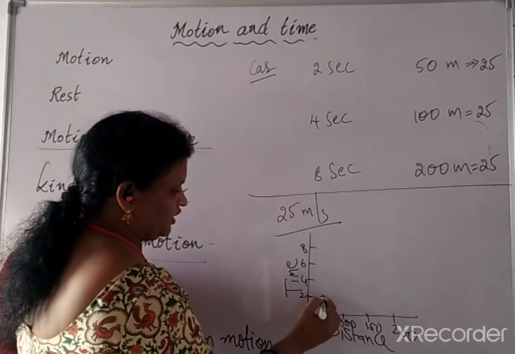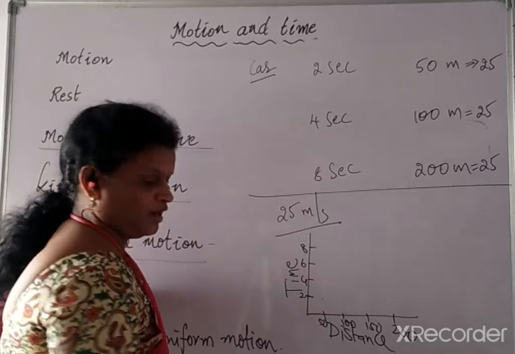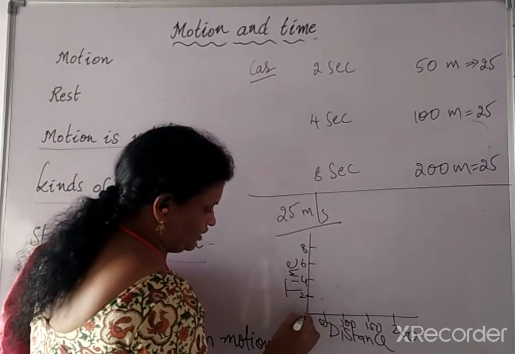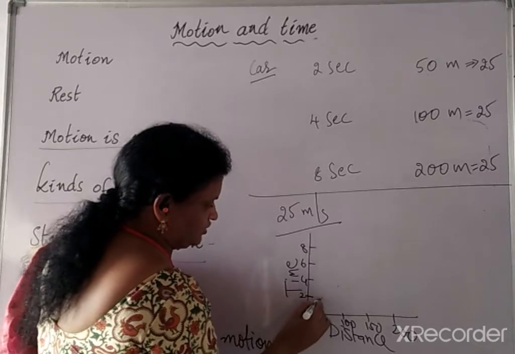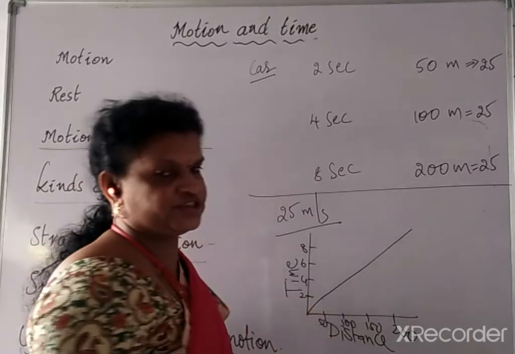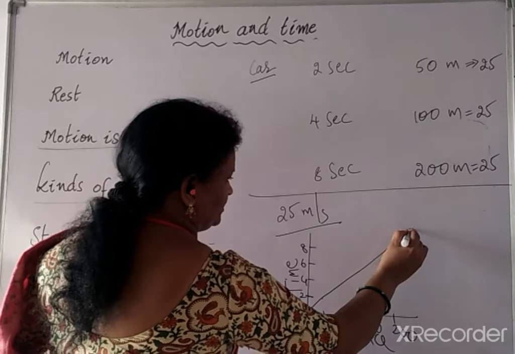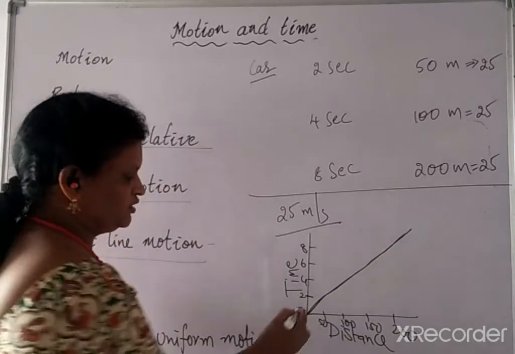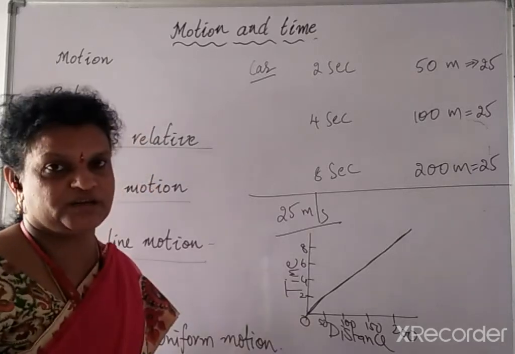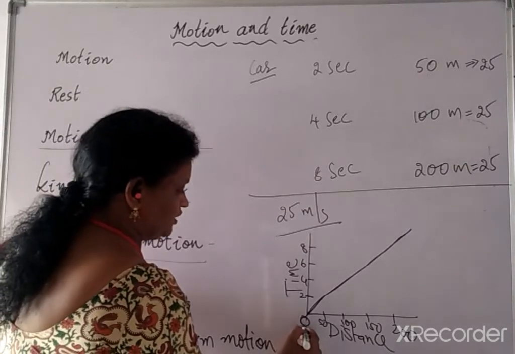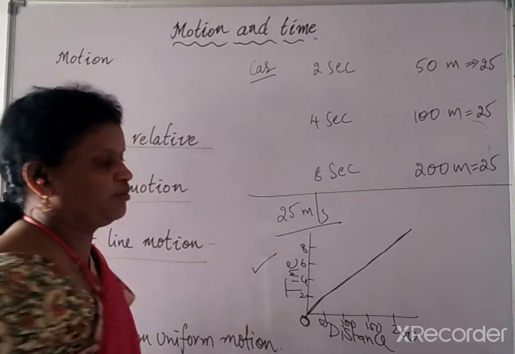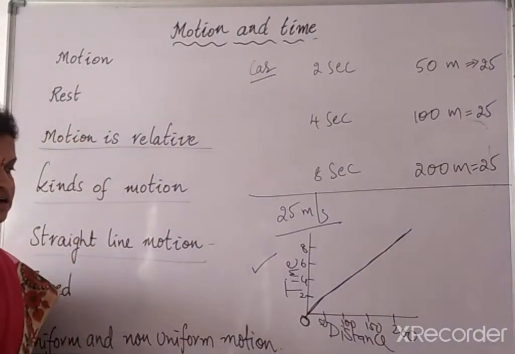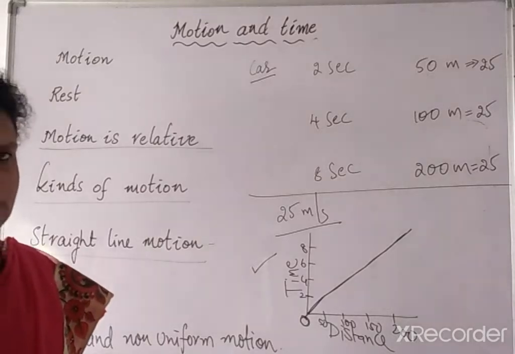Now, for 50 and 2 put a point, and for 100 and 4 put a point. Like that, if you put a point everywhere and draw the line joining all of them, we get a straight line. So we can say that the graph between distance and time will be a straight line going through the origin, the starting point. Whenever we get this type of graph from the origin, it shows that the object or the vehicle is in uniform motion.